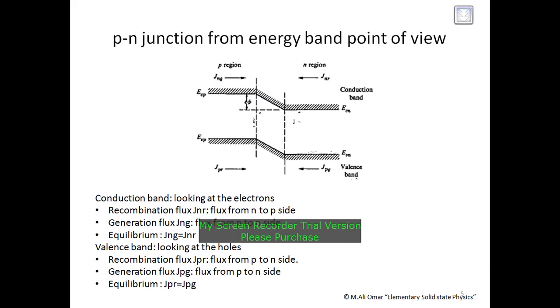Let's also look in more detail at the PN junction from the energy band point of view. This is how the PN junction looks from the energy band point of view. The upper one is the conduction band and the lower one is the valence band. Due to charge transfer, the energy of the P side is higher than the N side, as the P side has acquired negative charges.